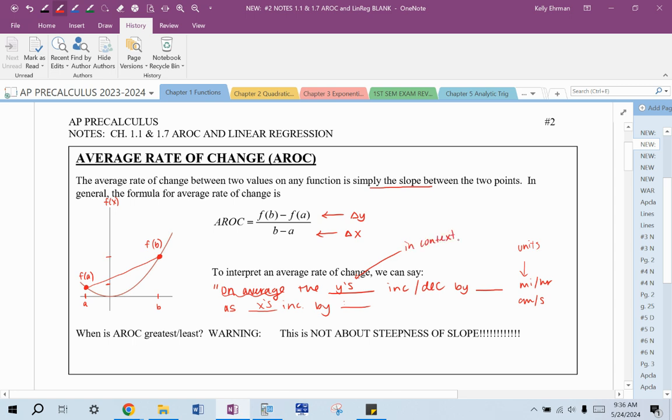It's not necessarily often that you're writing this out, by the way. It's usually a multiple choice question, and you're picking the correct answer. Do you know what the x's are in context? Do you know what the y's are in context? And have they done this in the right order?